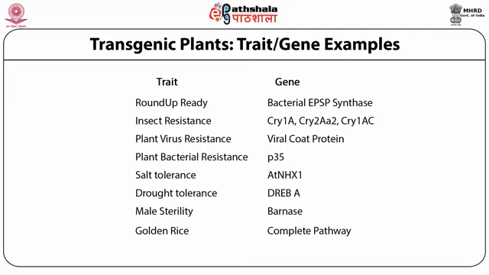Another example is the DREB-A gene. It is a transcription factor derived from plants. This, when expressed in the plant, induces drought tolerance. There are several other traits. For improving the nutritional quality and fortification with vitamin A, a complete pathway is incorporated into rice to produce golden rice. This rice produces beta-carotene in the seeds, a precursor of vitamin A.